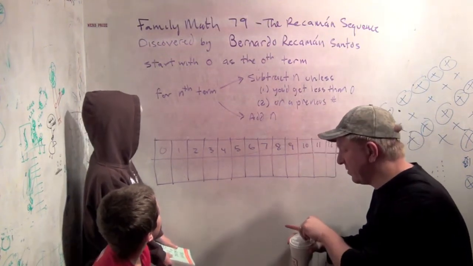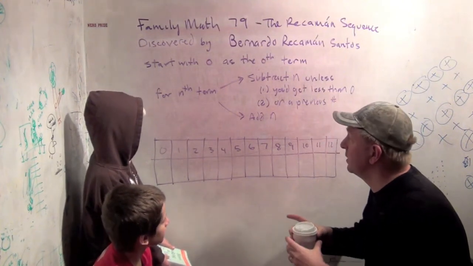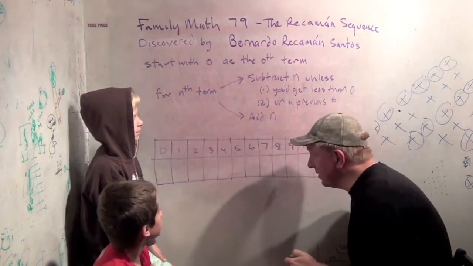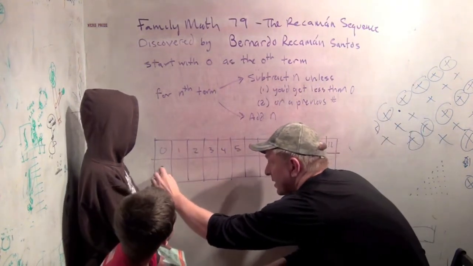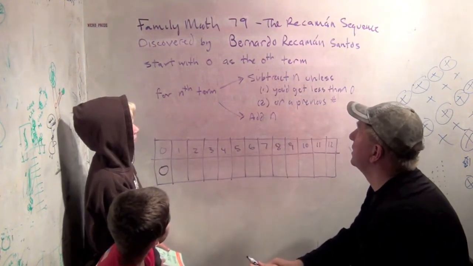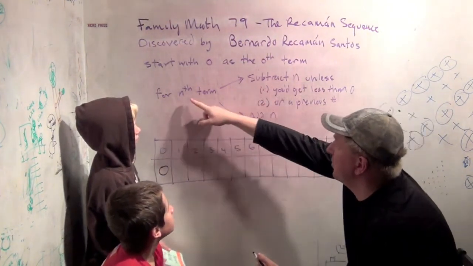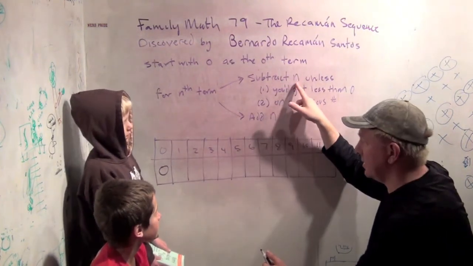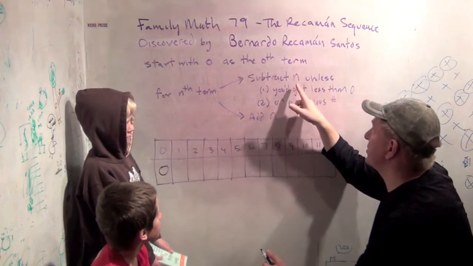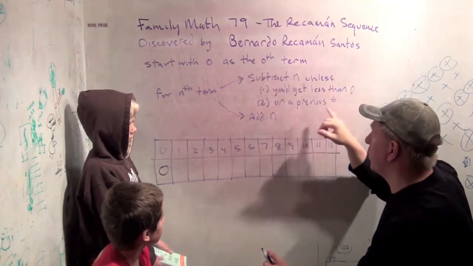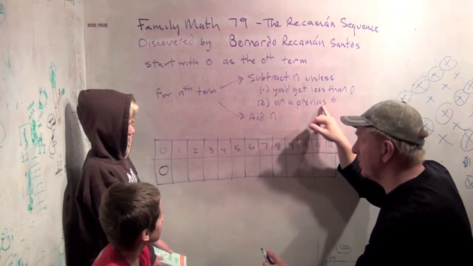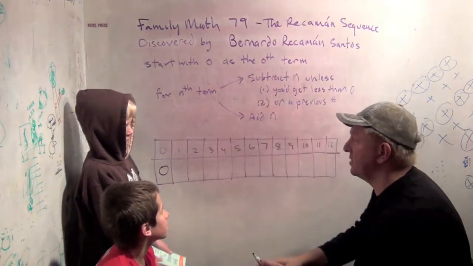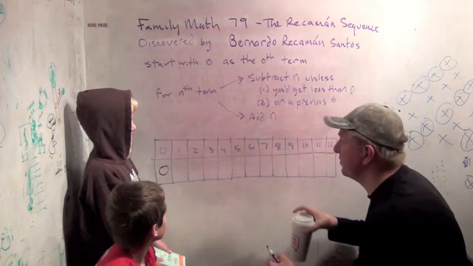In the Recaman sequence, we're going to make a few terms of it. You start at 0, and we'll call that the 0th term. I'll just write that in here, 0. To get the nth term, where n will be 1, 2, 3, 4, 5, you first subtract n. But you don't subtract n if you get a number less than 0, or a number you already had. In that case, you add n instead. Okay? So let's try a few and see what happens.